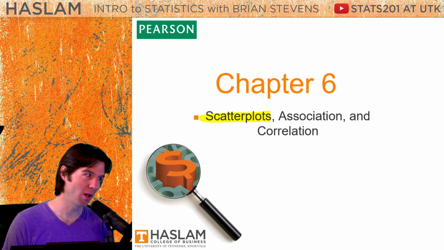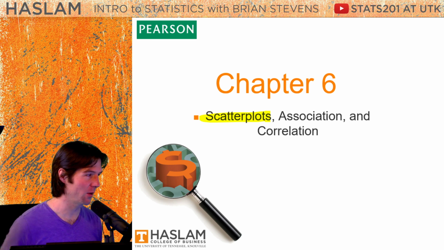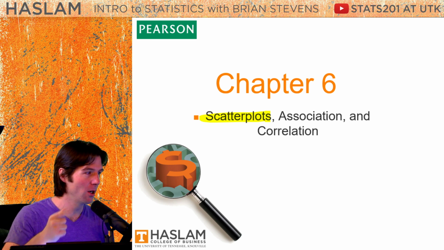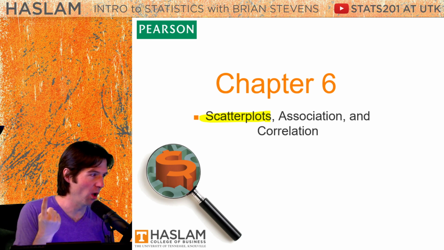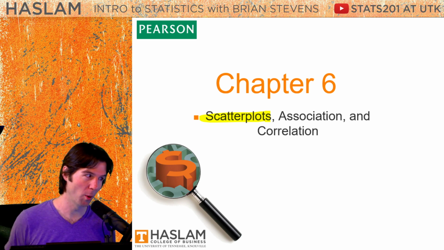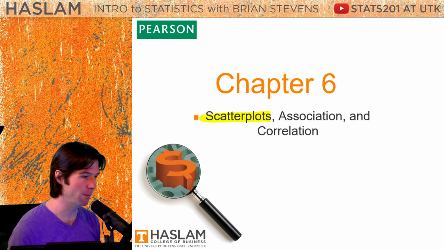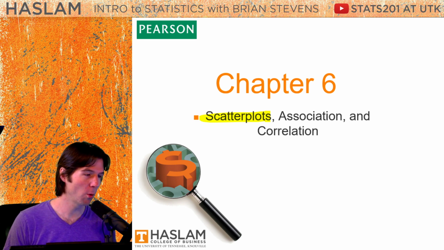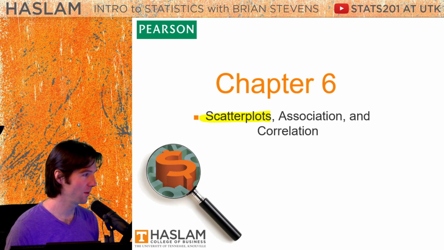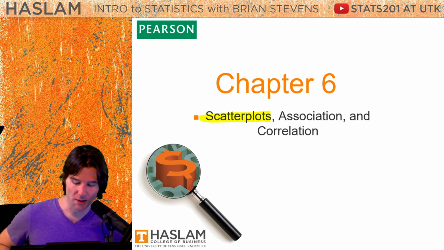A scatterplot is a bivariate display of quantitative data. A scatterplot is a bivariate, two variables, display, where both those variables, variable number 1 and variable number 2, are both quantitative. To repeat one more time, a scatterplot is a bivariate display of quantitative variables.